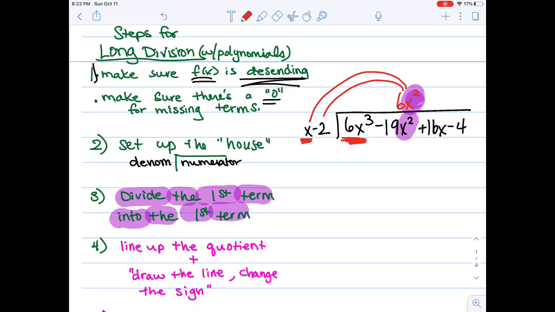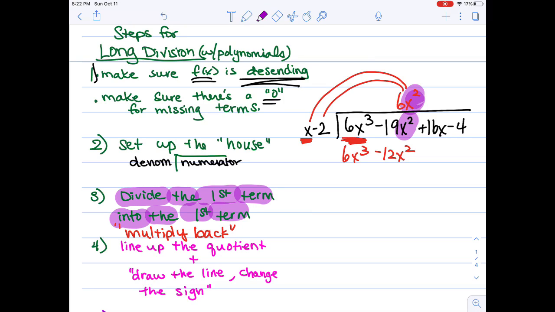Now we're going to multiply back, where we multiply here to here. After we divide, we multiply back. So we get 6x squared times x is 6x cubed. 6x squared times negative 2 is negative 12x squared.